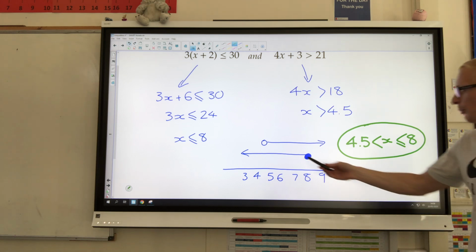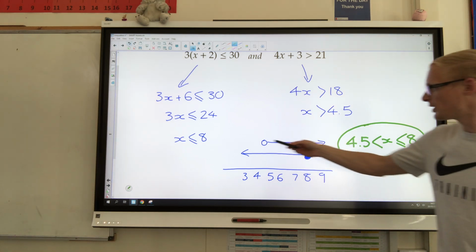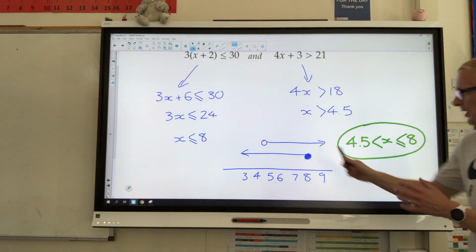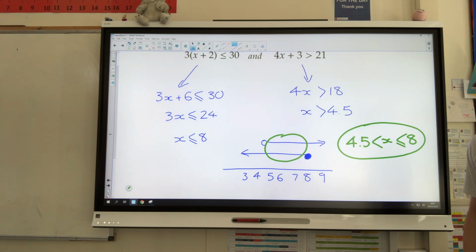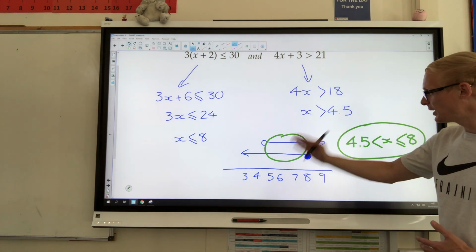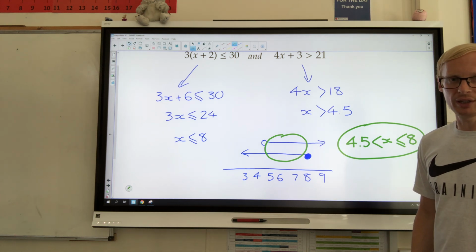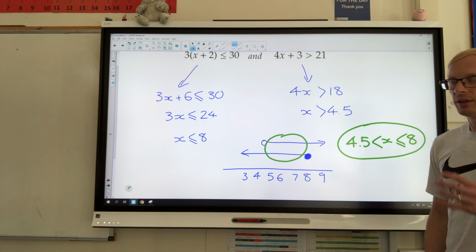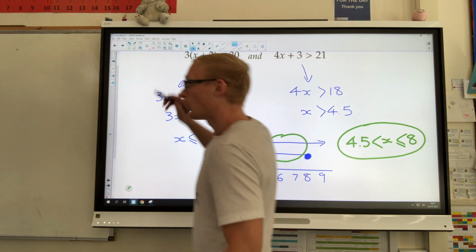Okay, as soon as you get above 8, it doesn't work for this one. As soon as you get below 4.5, it doesn't work for this one. So it's just that overlap bit there. Right, so I'd like you to copy that down and just make a few notes. And you don't have to necessarily draw the diagram every time, but it sometimes helps to see it visually so you can try and understand what you're looking at. Right, so copy that down.